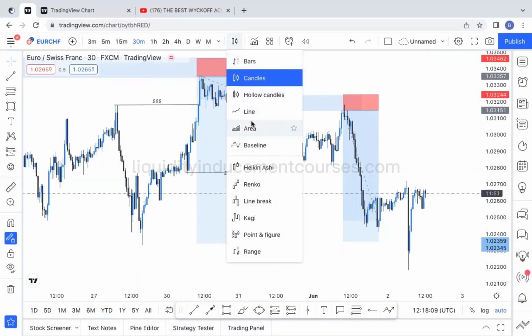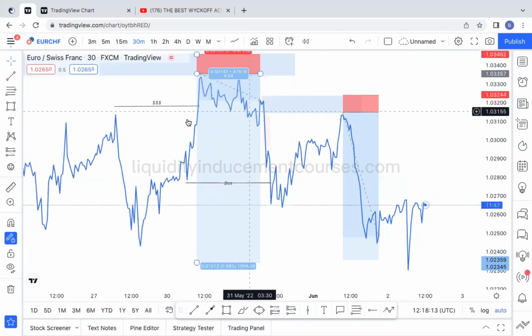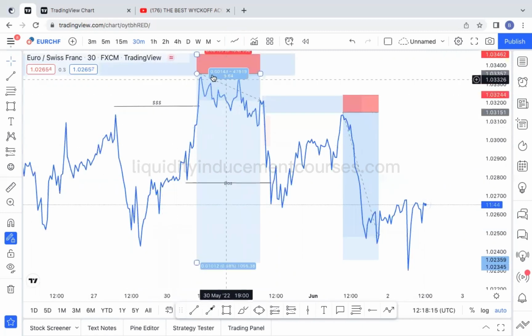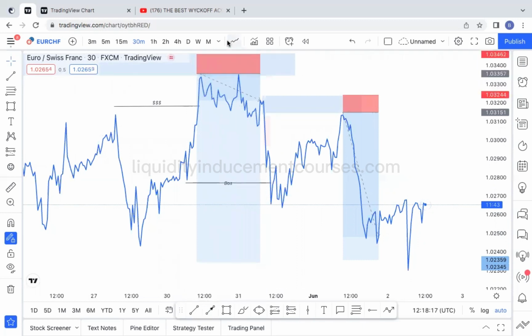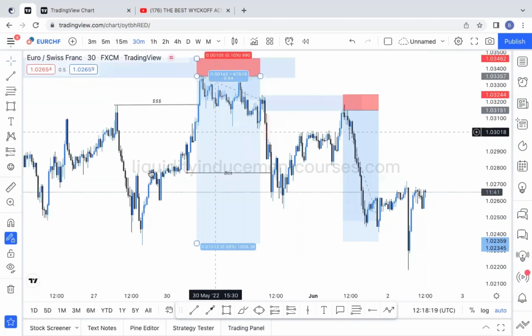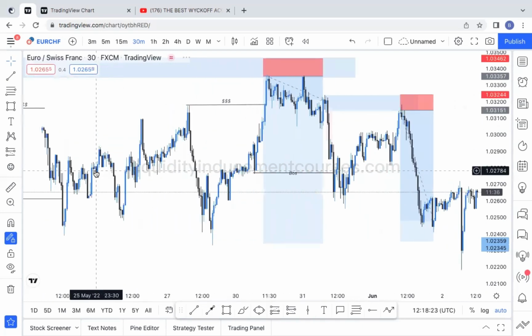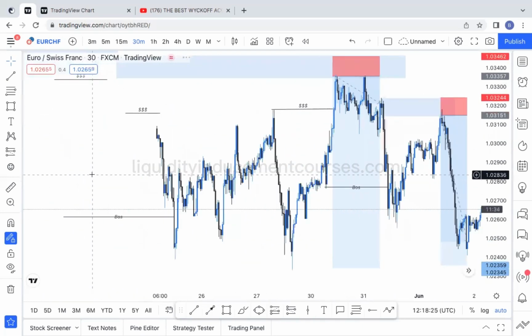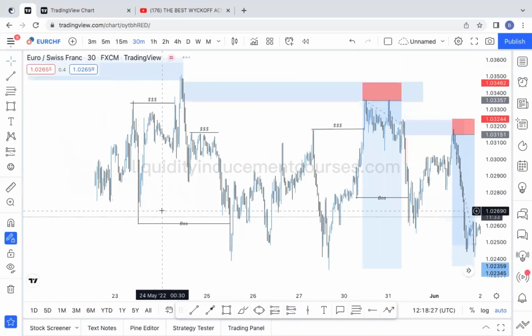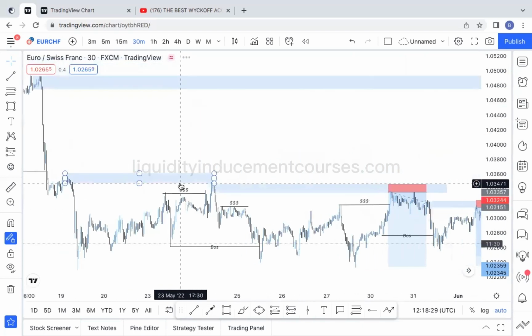So like I explained, let me see if I can have this in line charts and I won't mess up my stuff. I have to come back to candles. All right, good. So this here was priced. Let's trace it from. All right, great.